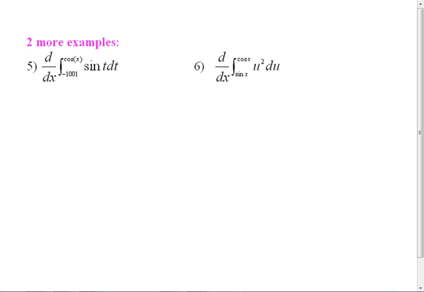What's the answer to that? It's the sine of what? Cosine. That's it. That's all you have to do. Well, times the derivative of the upper limit, which is negative sine of x. So it's easy. It's really easy.